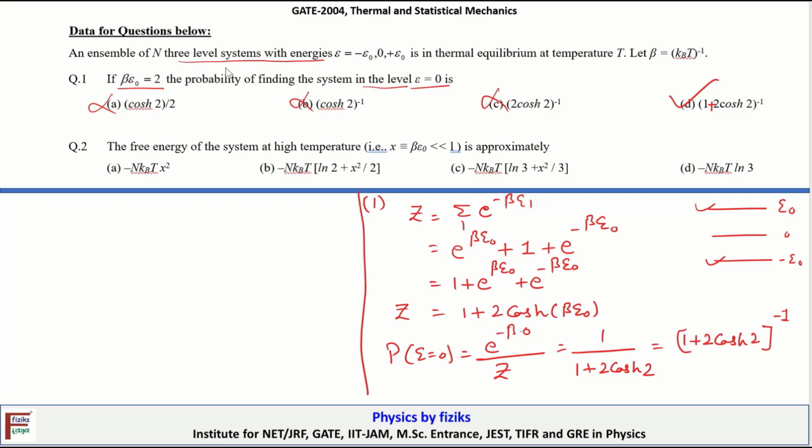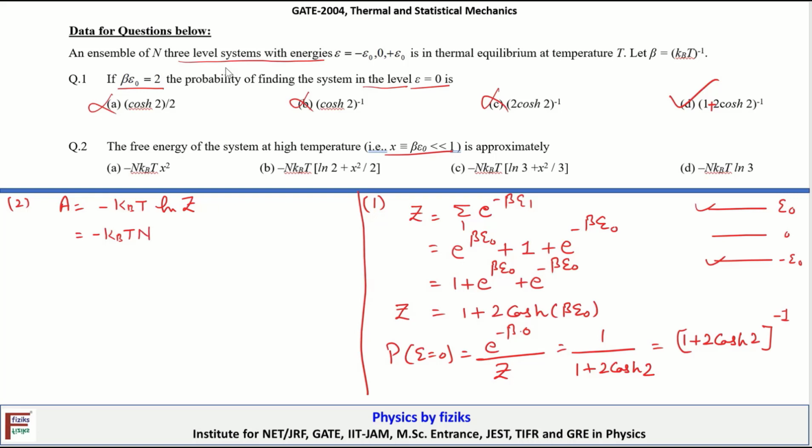Now we are talking about the free energy of the system at high temperature such that this condition is satisfied, that is beta E0 is much smaller than unity. So once the partition function is known to us, we can quickly calculate the Helmholtz free energy. The Helmholtz free energy is equal to minus kBT ln Z, the partition function. That is equal to minus kBT, and for an n particle system we need to multiply by n here.